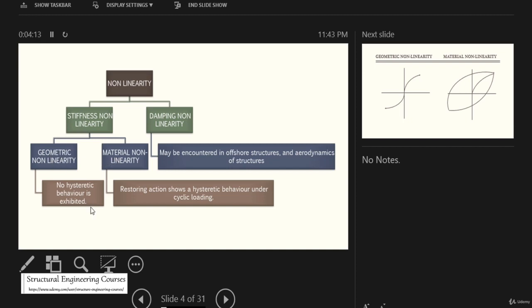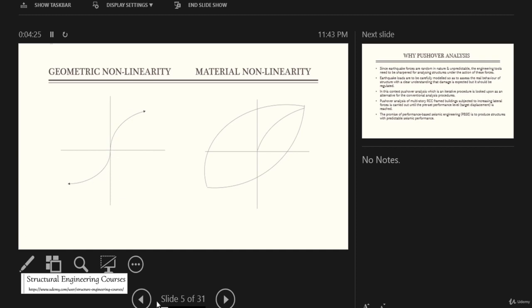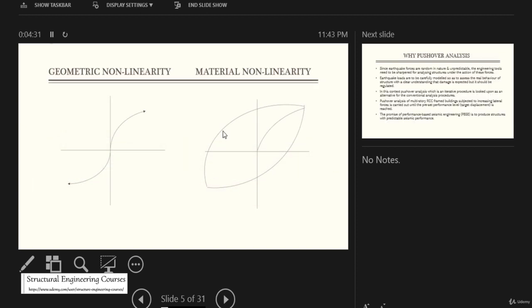Under geometric non-linearity, hysteresis behavior is not exhibited, but in the case of material non-linearity, the restoring action shows a hysteretic behavior under cyclic loading. So the next graph will show us that this is the geometric non-linearity, where no hysteretic behavior is exhibited, but this is a material non-linearity. So this graph is showing the hysteresis curve.